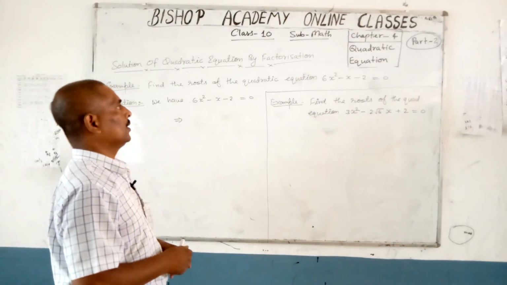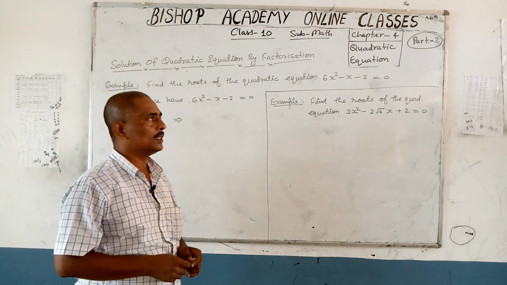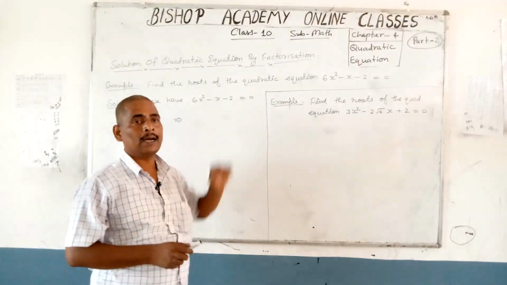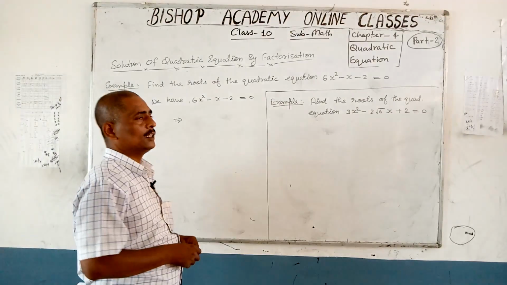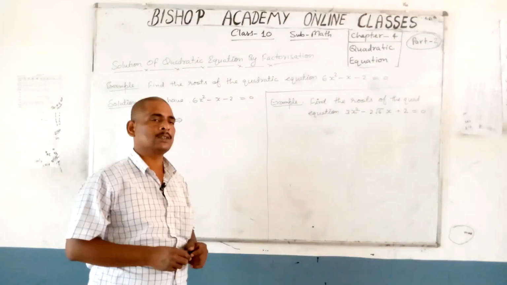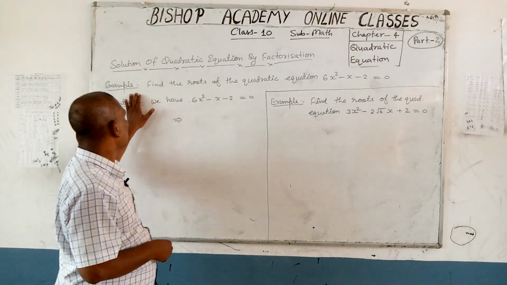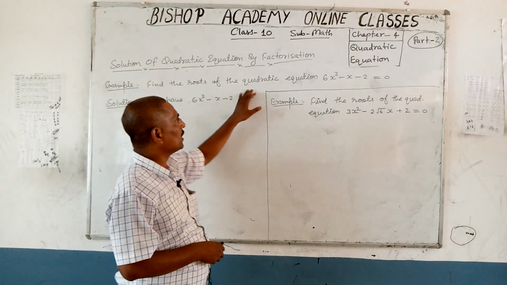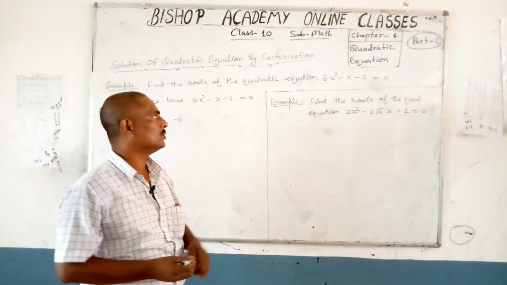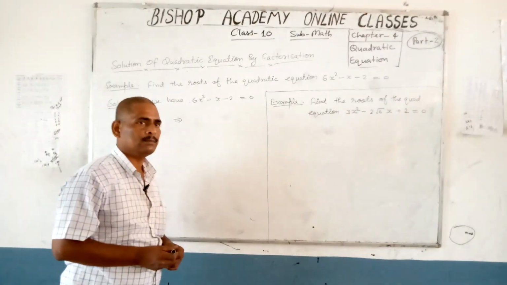I am Ritu Gupta. In this video for class 10 mathematics, the topic is solution of quadratic equation by factorization. In this video of chapter 4, you will study how to solve any quadratic equation by using factorization. Through this example, find the roots of the quadratic equation 6x square minus x minus 2 is equal to 0. This quadratic equation is to be solved by using the factorization method.